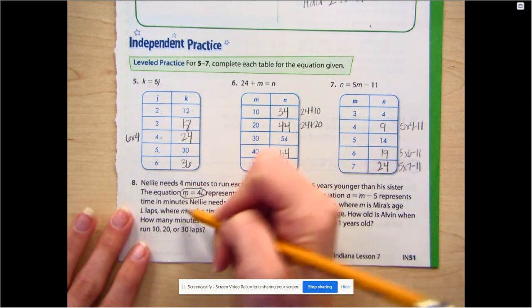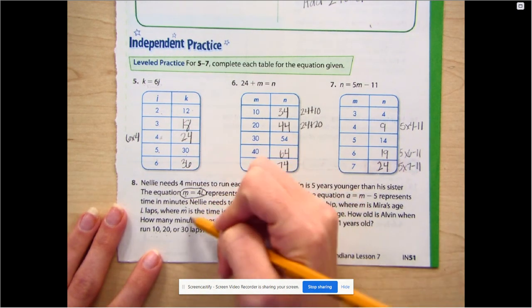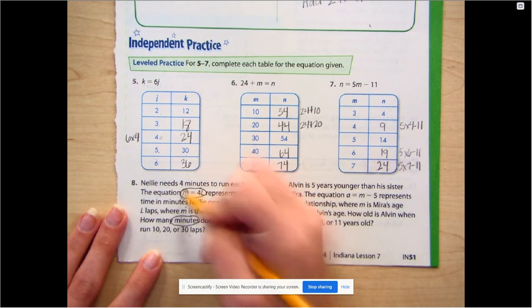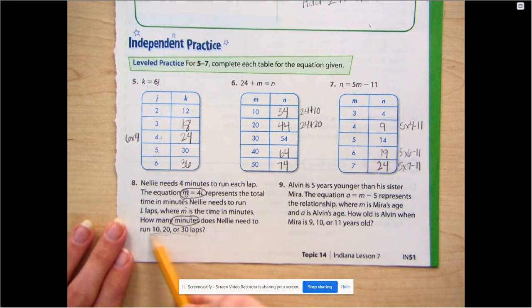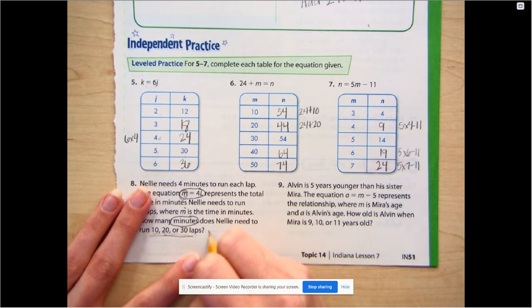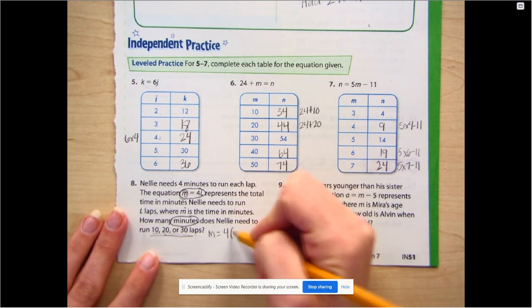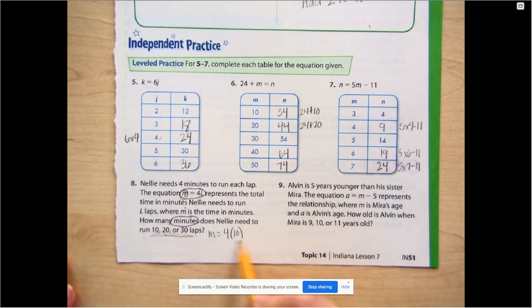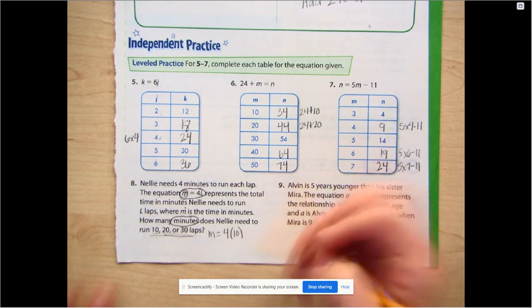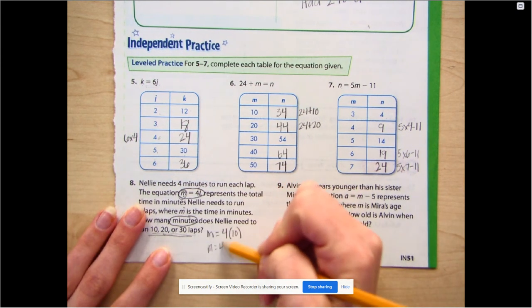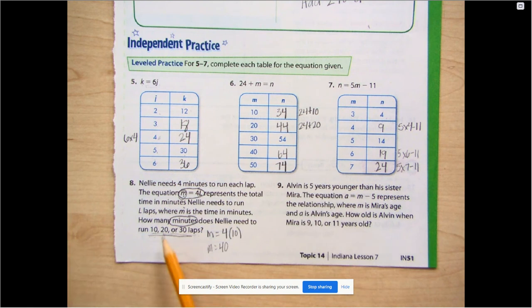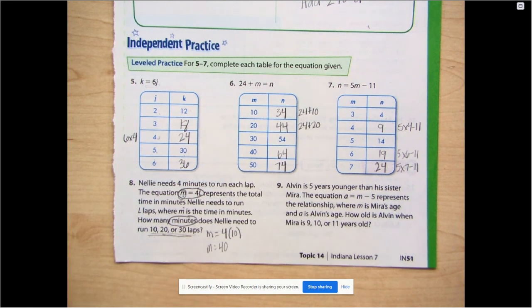Now they've already told us we want to find how many minutes, which is M. So I am plugging in these numbers for L. I'm going to show you the first one. M equals 4, and I'm going to use 10 first. 10. I can represent multiplication by using parentheses. It's the same thing as putting a variable and a number right next to each other. M would equal 40. Can you try plugging in 20 and 30? Go ahead.